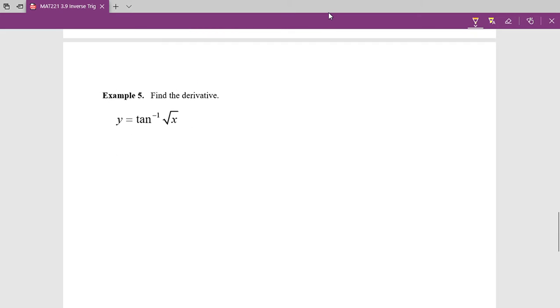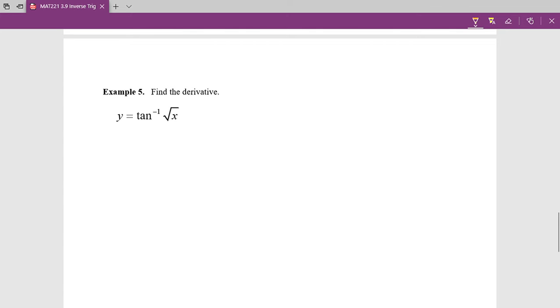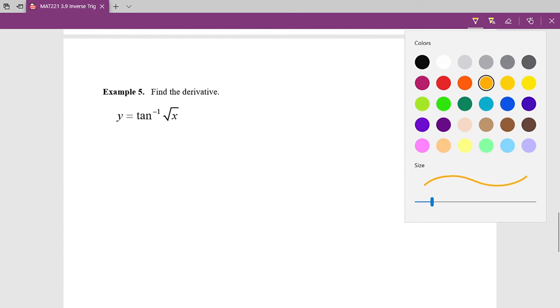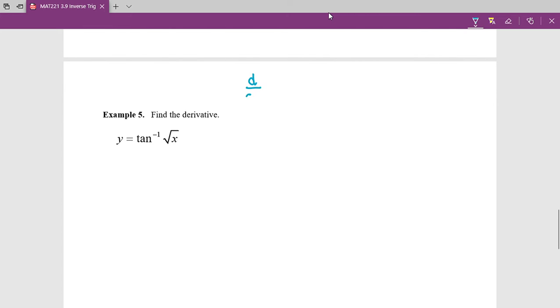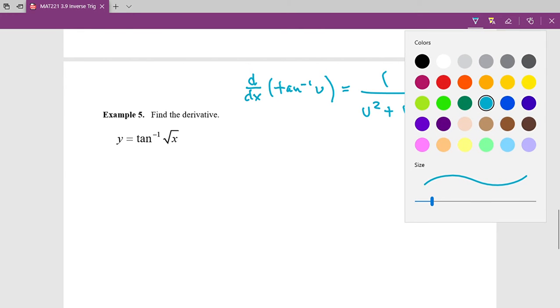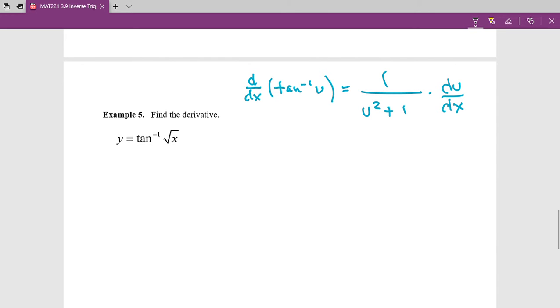Okay, example 5. Here we're looking at tan inverse of a function, tan inverse of the square root of x squared. So we'll be using the tan inverse rule here. Okay, so there's that again. And let's see, I do have a square root here. So first off, yeah, just rewrite that. So it's really a power there, 1/2.